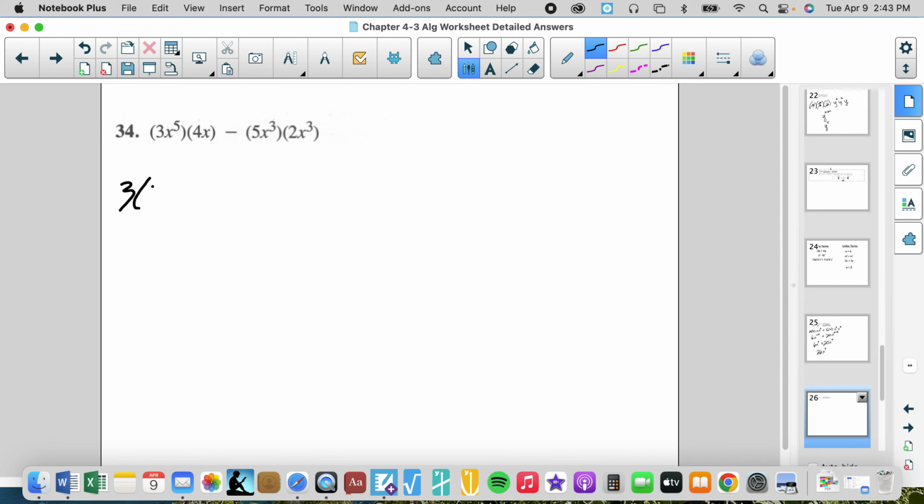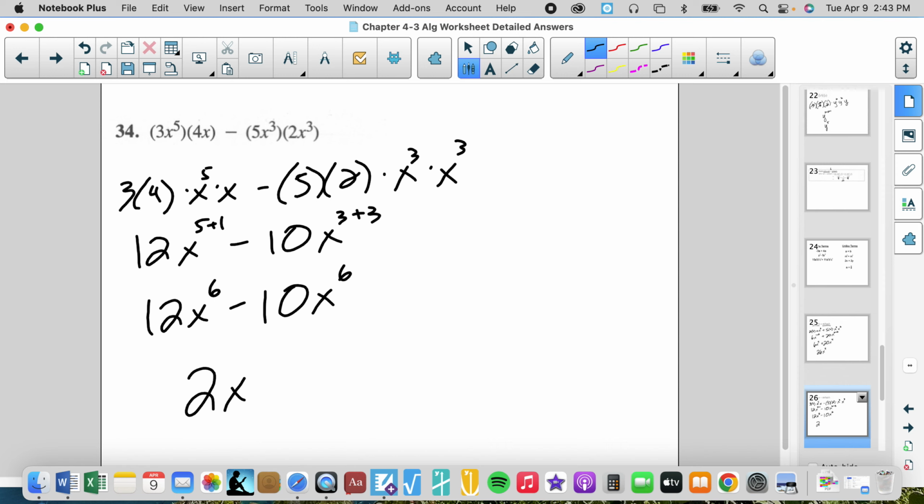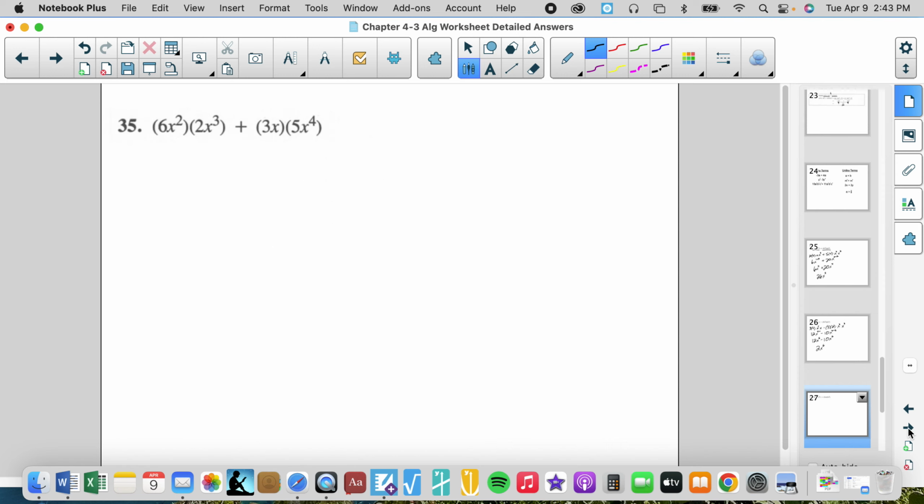So we have 3 times 4 times x to the 5th times x, which is 12x to the 5 plus 1, or 12x to the 6th. We have the opposite of 5 times 2 times x to the 3rd, which is negative 10x to the 3 plus 3, or negative 10x to the 6th. Those are like terms because they have the same variable to the same exponent, so we will combine their coefficients. 12 and negative 10 makes 2x to the 6th.